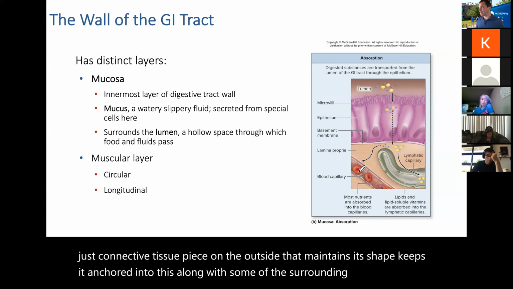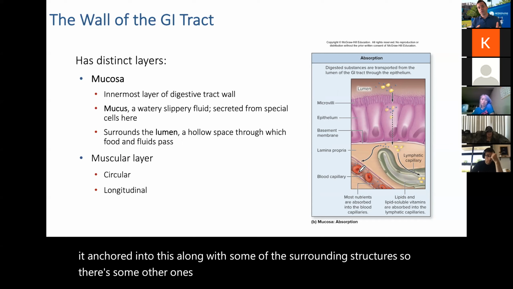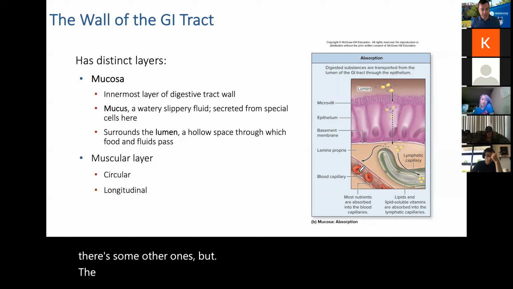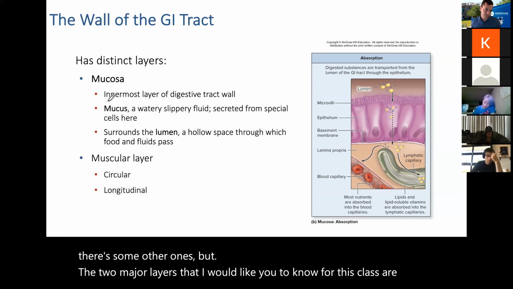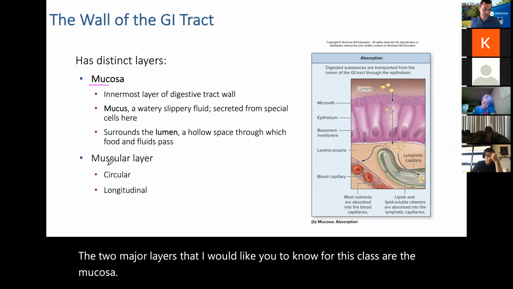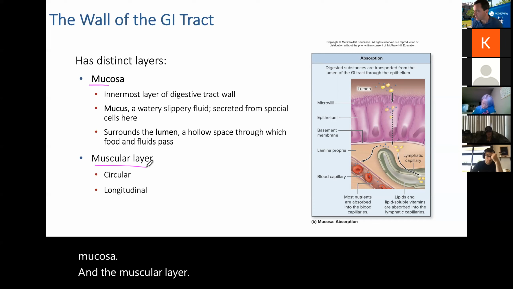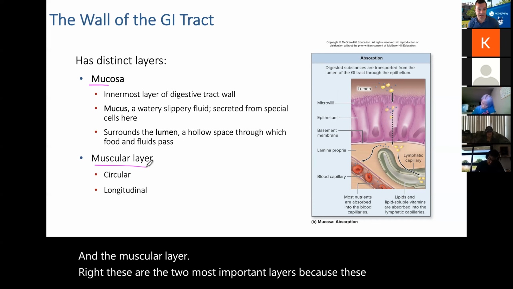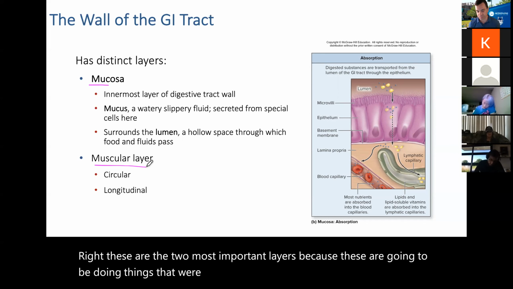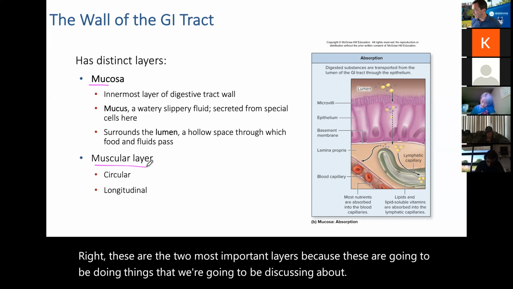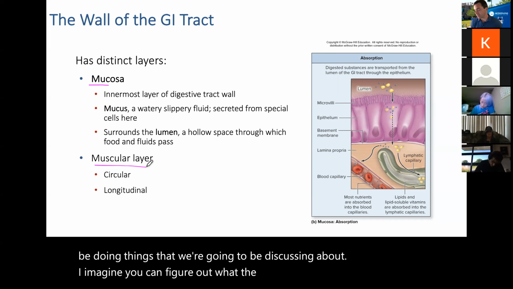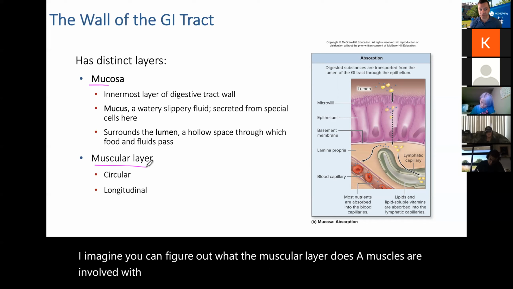So there are some other ones, but the two major layers that I would like you to know for this class are the mucosa and the muscular layer. Right? These are the two most important layers because these are going to be doing things that we're going to be discussing. I imagine you can figure out what the muscular layer does. Okay, muscles are involved with movement, so they're going to be involved with some moving.